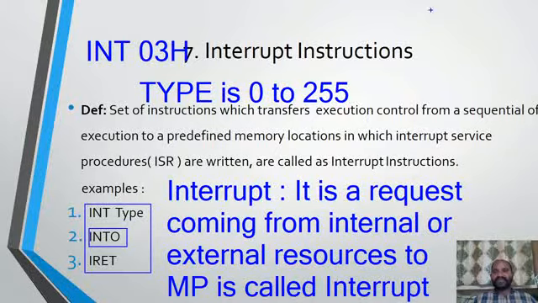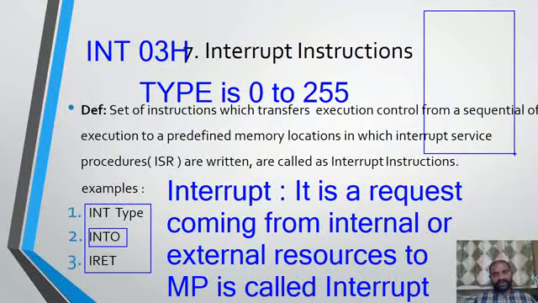As I said, for every interrupt we have one request. Interrupt is nothing but a request. For every request we have some work, and that work is written in terms of a program. That program is called an ISR. An ISR is the subroutine or subprogram written for a particular interrupt. ISR is nothing but the interrupt service procedure.